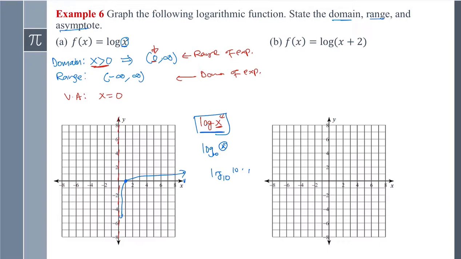Okay, now let's look at this second one here. This is just the transformed form of that one. So if you look here, we added 2 to the x. That means the graph will shift to the left 2 units.